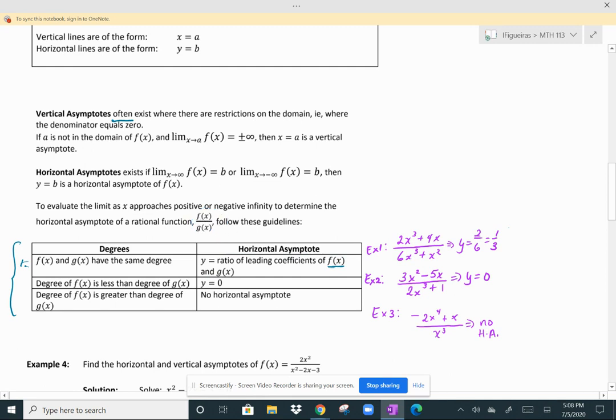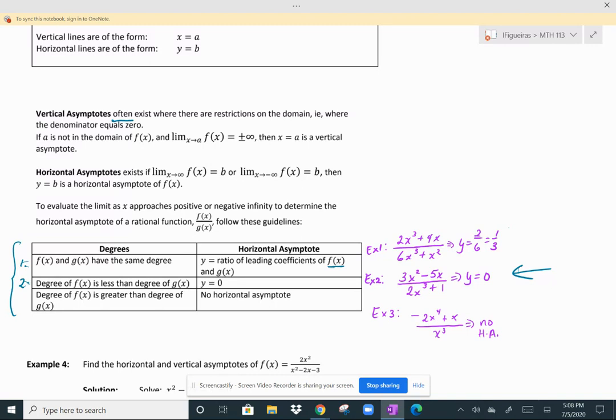Okay, here's our second scenario. If the degree of f of x is less than the degree of g of x, in other words, if the degree in the numerator is smaller than the degree in the denominator. So here's our example. The degree in the numerator of example 2 is a degree of 2. The degree in the denominator is a degree of 3.